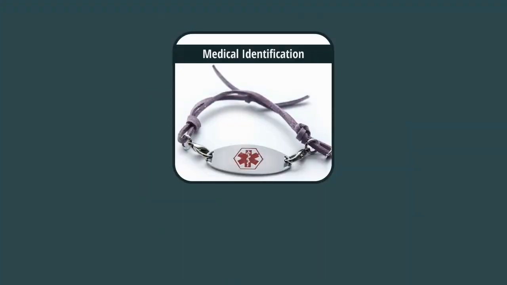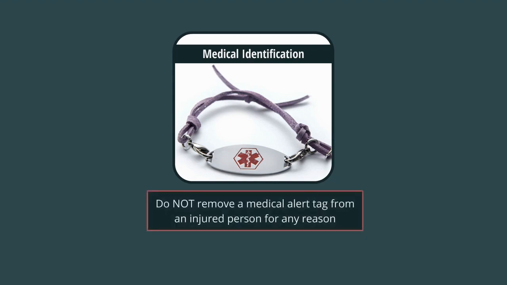Some people suffer from certain medical conditions. These people may wear a form of medical identification, usually a special bracelet, or, less commonly, a necklace. These are often Medic Alert bracelets, but other types are available. Be sure to look for such medical IDs, which will notify you of specific medical conditions. Do not remove a medical alert tag from an injured person for any reason.